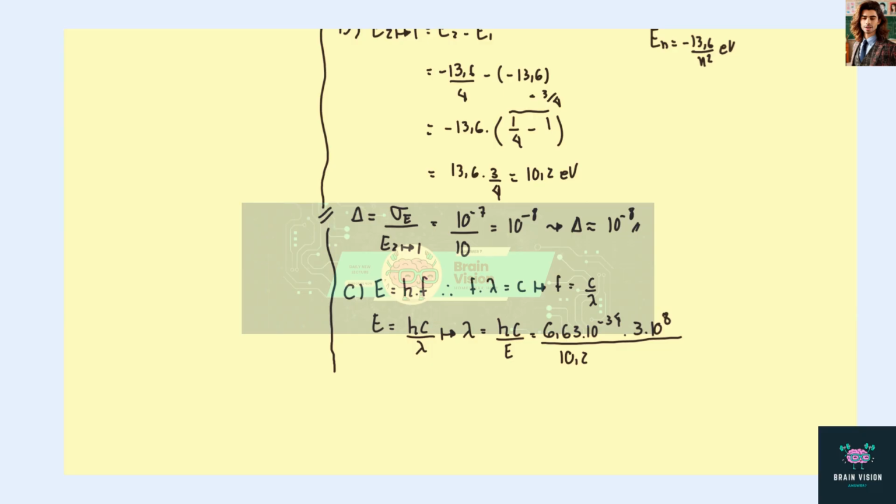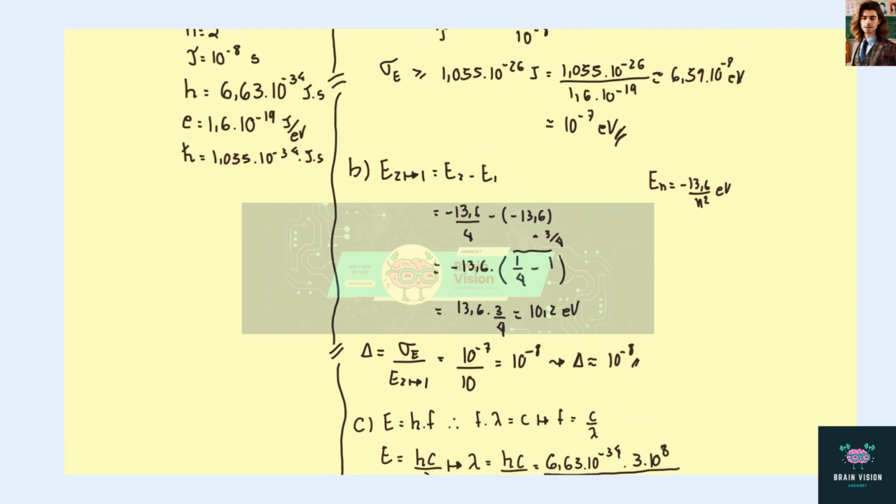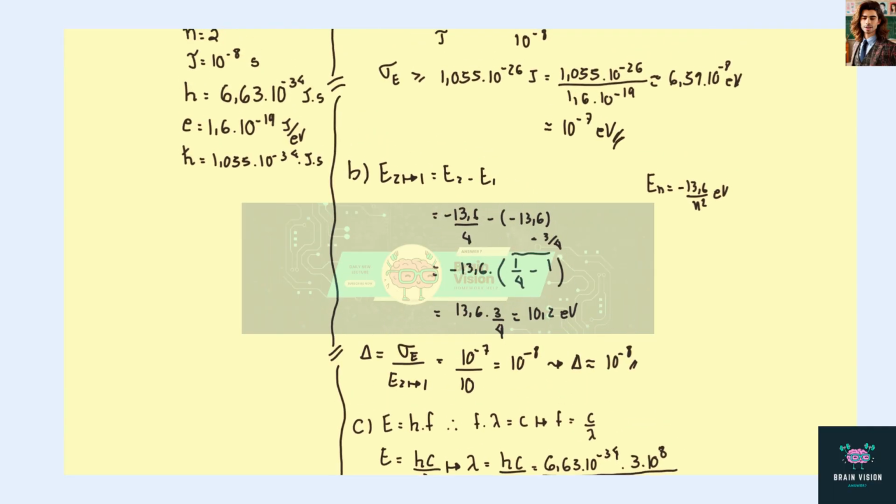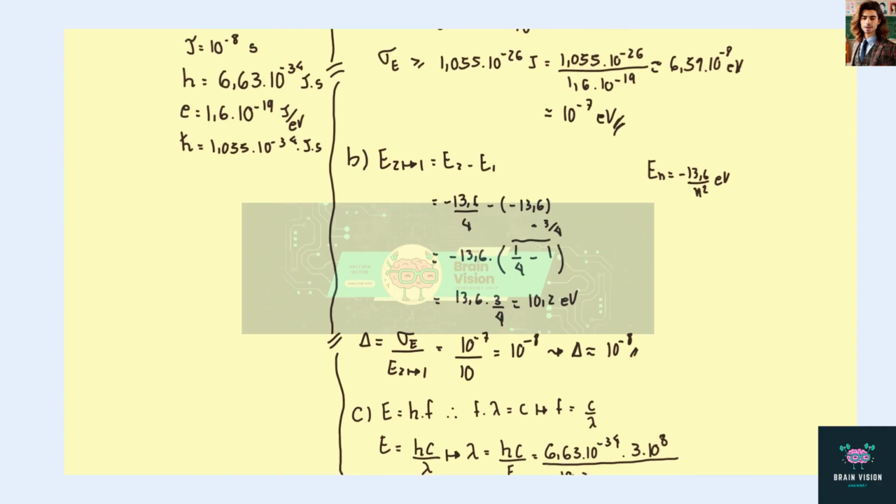To use this in this equation, we have to convert from electron volts to joules, and we can do that by multiplying the quantity in electron volts by the electron charge, which is 1.6 times 10 to the minus 19. And this gives us a wavelength of approximately 1.22 times 10 to the minus 7 meters, which is equal to 122 times 10 to the minus 9 meters, which can be further written as 122 nanometers. This is the wavelength of the emitted photon.